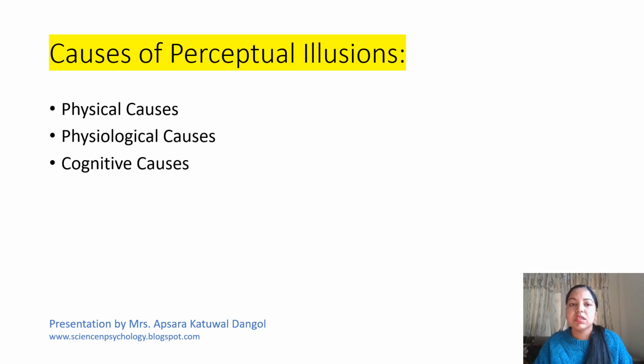So what are the causes of perceptual illusions? Why does it happen? There are mainly three causes. They are physical causes, physiological causes, and cognitive causes. Let us know them in detail.